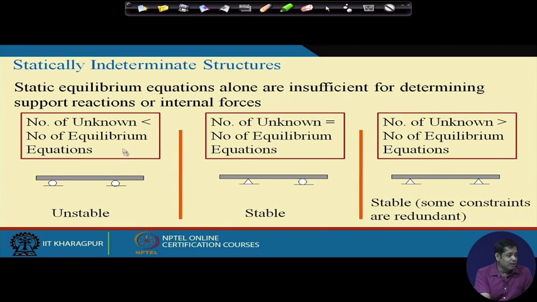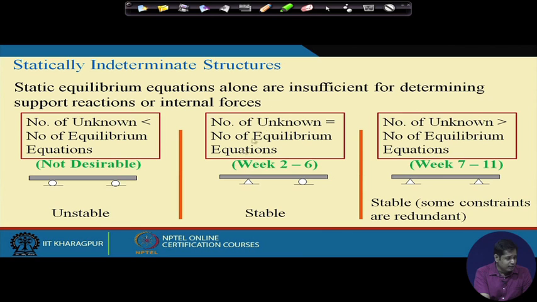The third case is when this hinge support is replaced by a roller support. Now, what happens in this case? This structure is not stable when it is subjected to horizontal load. Then it may move like this, because a roller support cannot provide you a horizontal constraint. So, this structure becomes unstable.